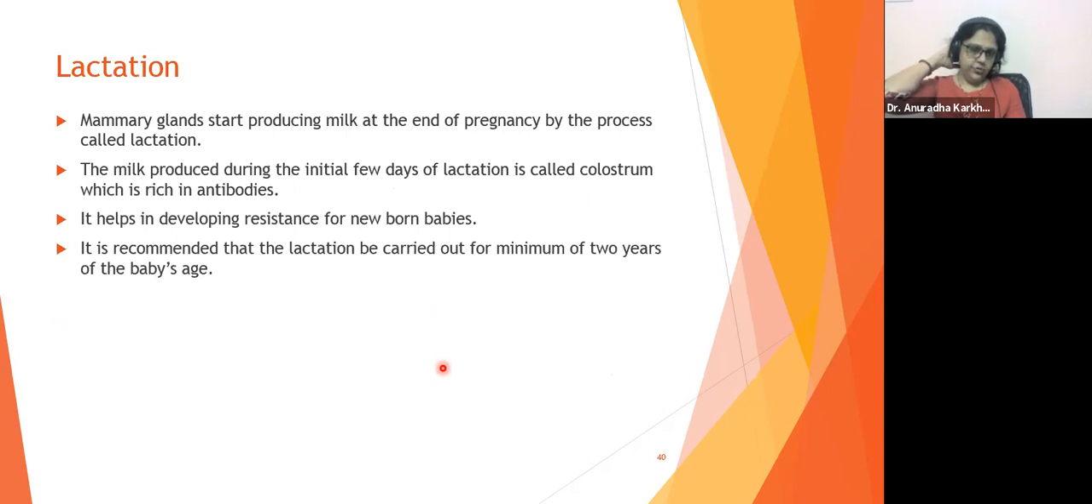The last topic to wind up with is lactation. The mammary gland starts producing milk at the end of the pregnancy by the process called lactation. The milk produced during the initial few days of lactation is called colostrum.